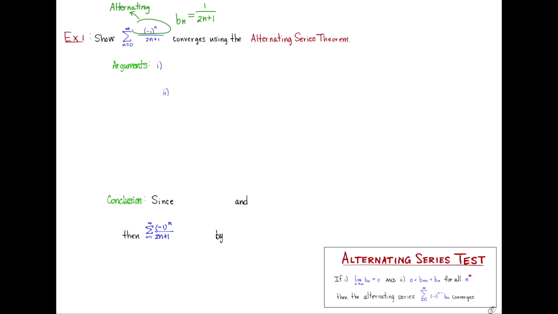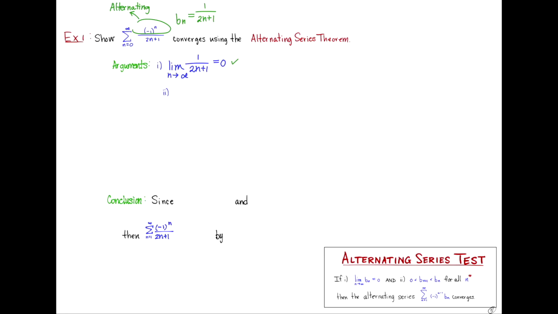We need two things to be true before we can apply the alternating series theorem. First, we need the limit as n approaches infinity of 1 over 2n plus 1 to equal 0. And in this case, that is clearly true because the numerator is 1, the denominator is growing without bound. There's really no work to be shown here. The second part, we need our terms to be decreasing.